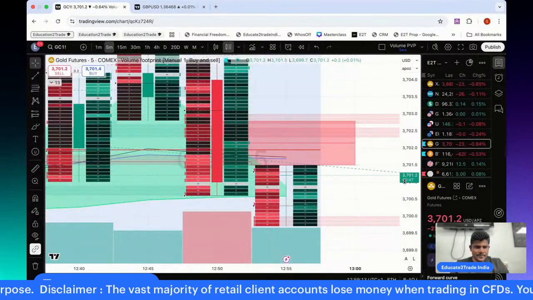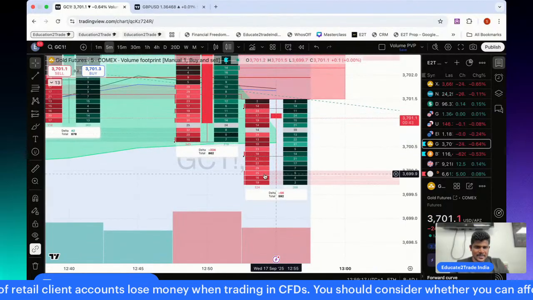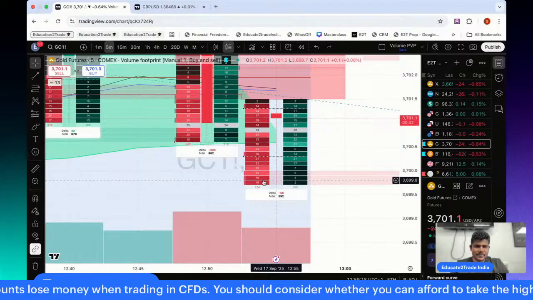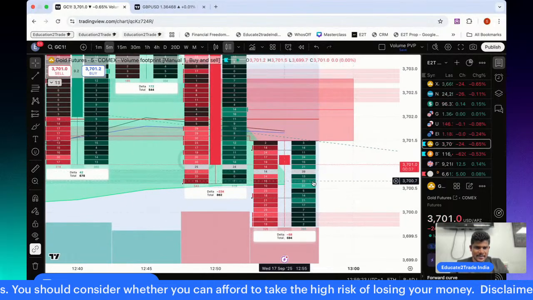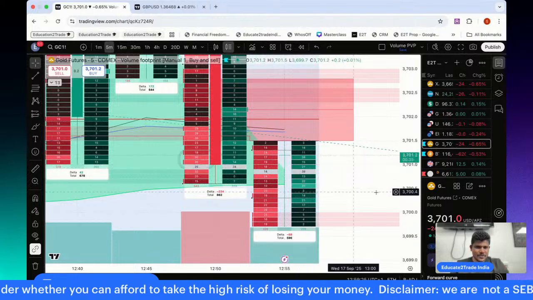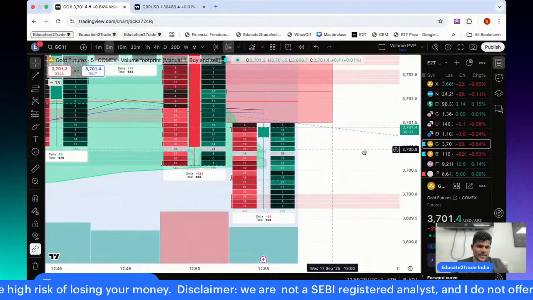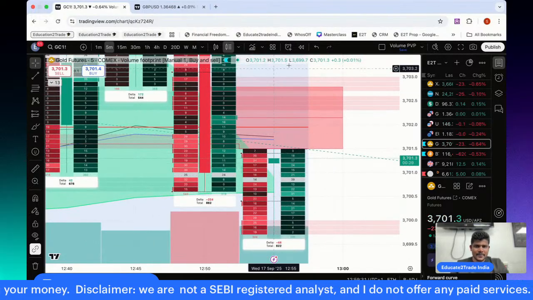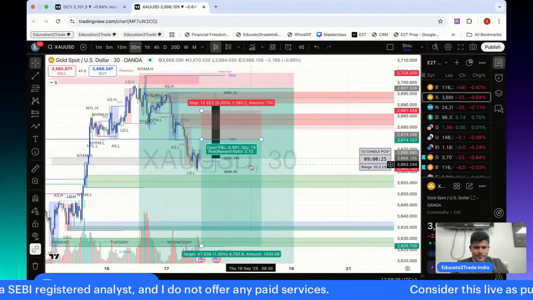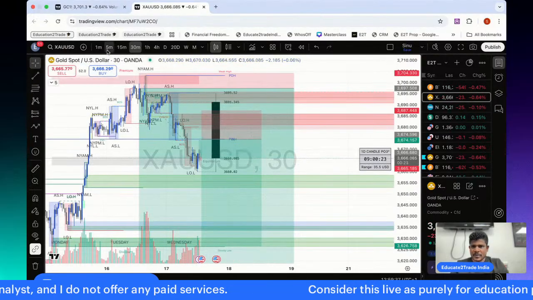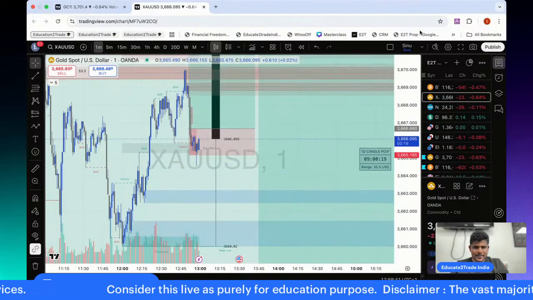So let's see, yeah, which is flipping right after the sell side imbalance. Sellers got trapped here, and we have another 30 more seconds for this candle to close bullish. If that is happening, then this counter trend is still valid.